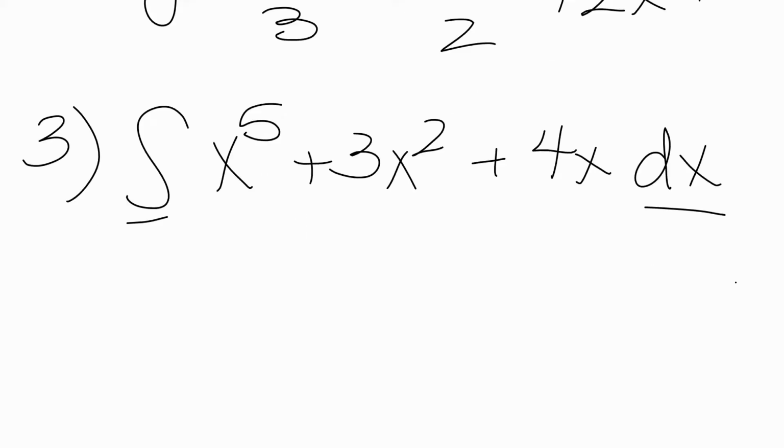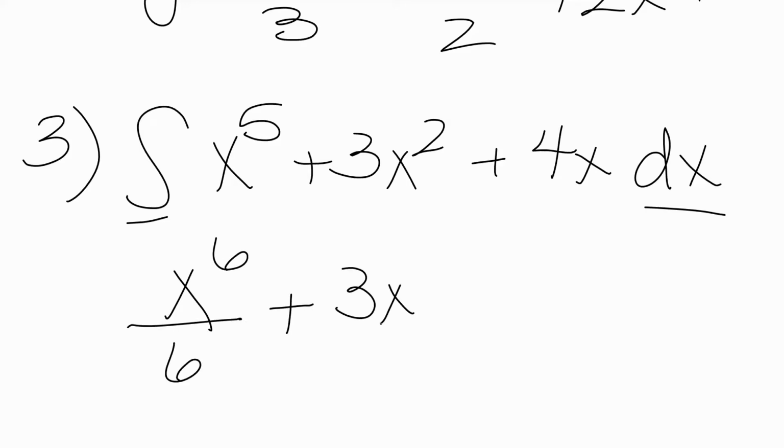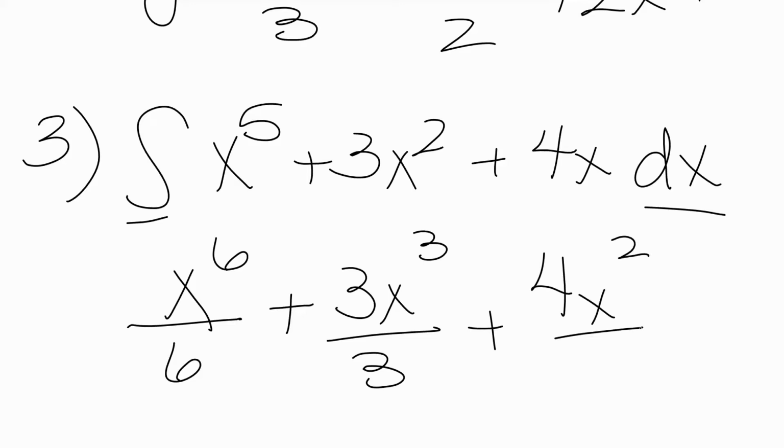So the antiderivative of x to the 5th would be add 1 to the exponent, x to the 6th, divide by it, plus 3x, add 1 to the exponent, you get 3, divide by it, plus 4, add 1 to the exponent, 2, divide by it. Don't forget your plus c.